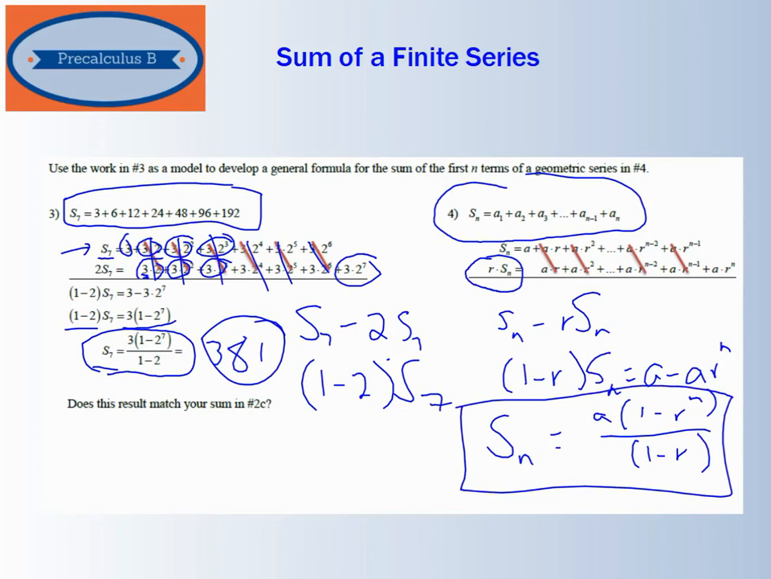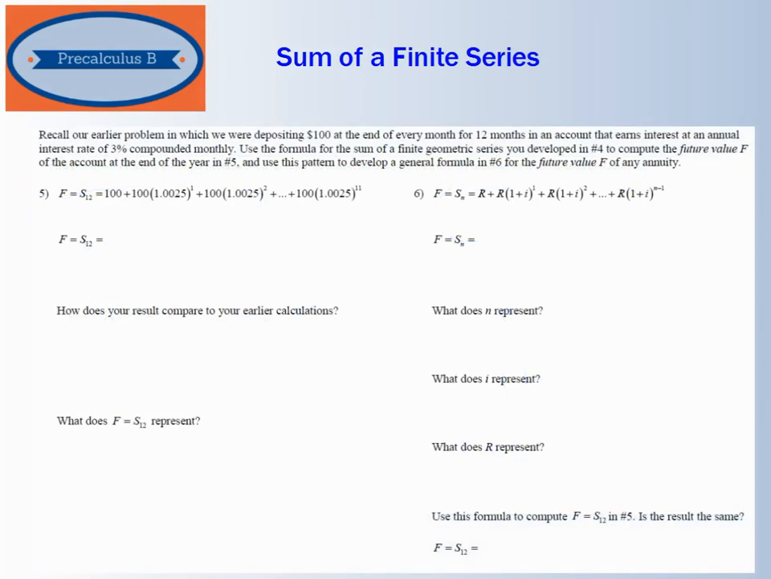It's a pretty neat trick, just doing 1 minus r times the sum of the series to get a formula for the sum of the series. But it works out, and we can use this formula moving forward to find the first n terms of any geometric series. So let's go back to that first problem that we looked at when we had that $100 being deposited at the end of every month for 12 months.